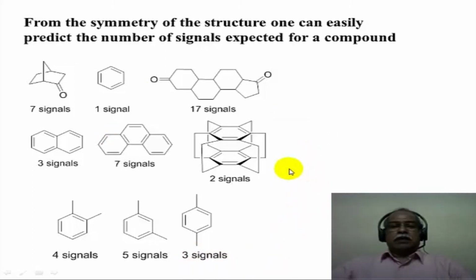So this essentially tells us that the more symmetrical the structure is, the fewer carbon signals one would obtain in an NMR spectrum, and highly unsymmetrical structures would lead to the maximum number of signals in the NMR spectrum.